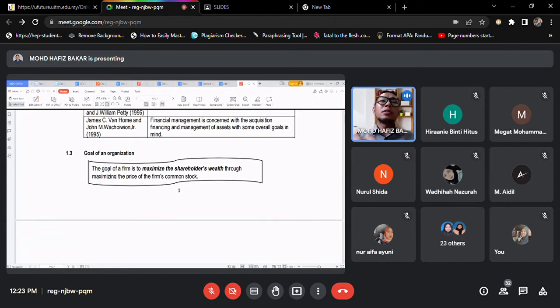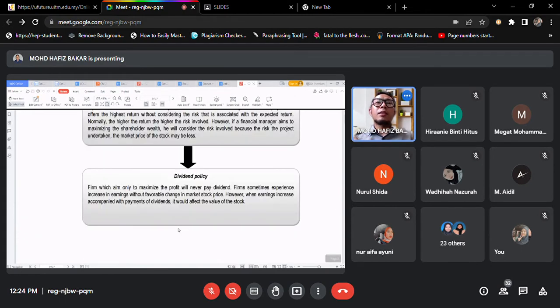Okay, so that's the goal of the firm, to maximize shareholder wealth. Okay, through maximizing the price of the firm's common stock, through high dividend announcements, and also with the reputation of their product and reputation of their business, the price of the shares will be increasing. Okay, either day by day or year by year. Okay, let's go to the next slide.